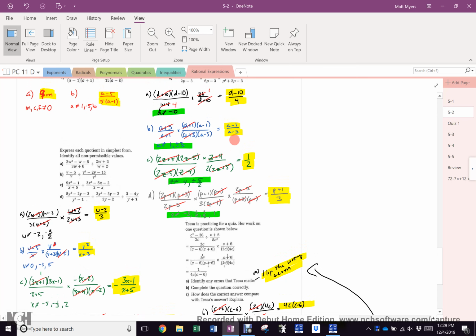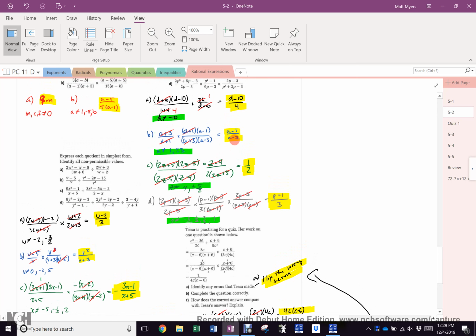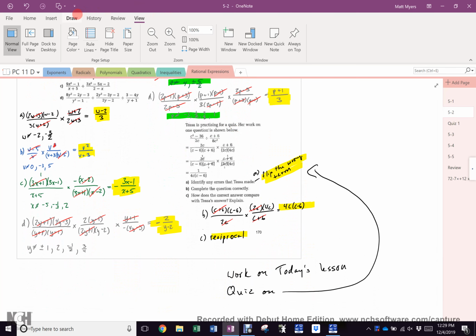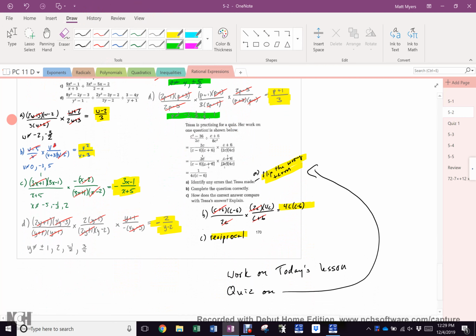There is the whole page. You've seen everything on the top. I'll leave it there for a couple of seconds so you can check it later. And there is the bottom. I did not highlight the non-permissible values, though.